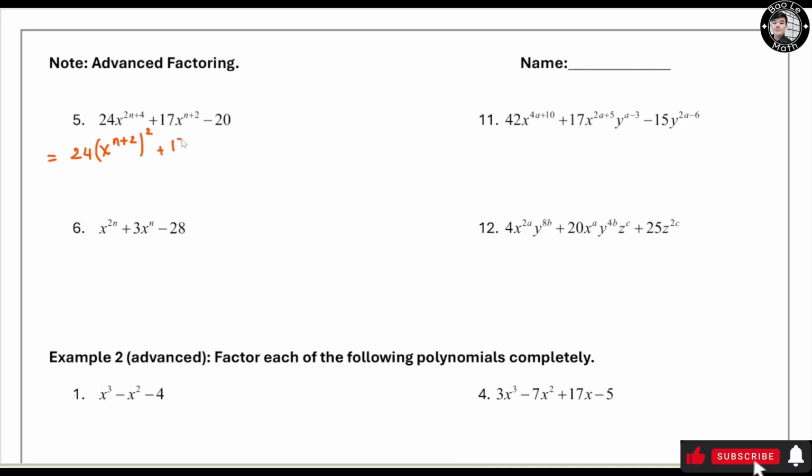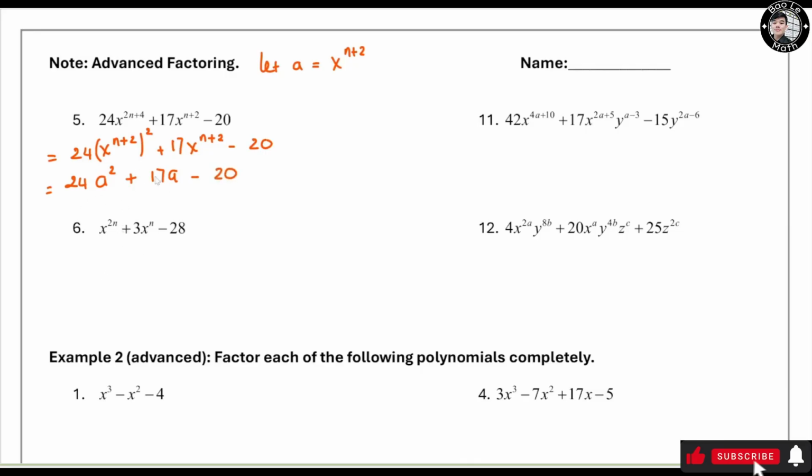Plus 17s raised to the n plus 2, minus 20. Now I'm going to let a be s raised to the n plus 2, so it helps you understand the problem better. It's going to be 24a squared plus 17a minus 20.